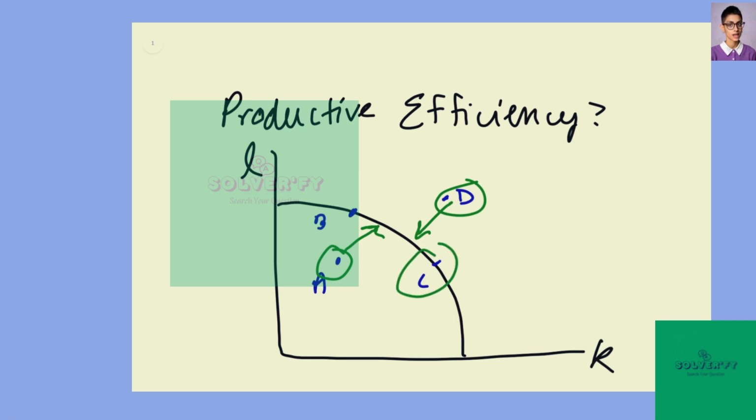At C, we can produce at that point. So it could be productively efficient. But this isn't enough. In order to be productively efficient, we need to minimize our costs. It doesn't make sense for us to pay 10,000 times more than we need to for the same amount of output when we could pay 10,000 times less the other way, right? When we can minimize our costs.